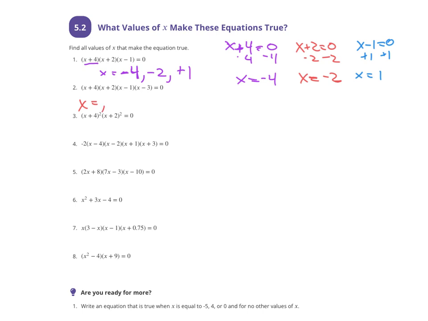x equals negative 4, negative 2, positive 1, and positive 3. Just because there's no coefficient, I can flip the sign. So now let's look at 3. 3 is a different case.